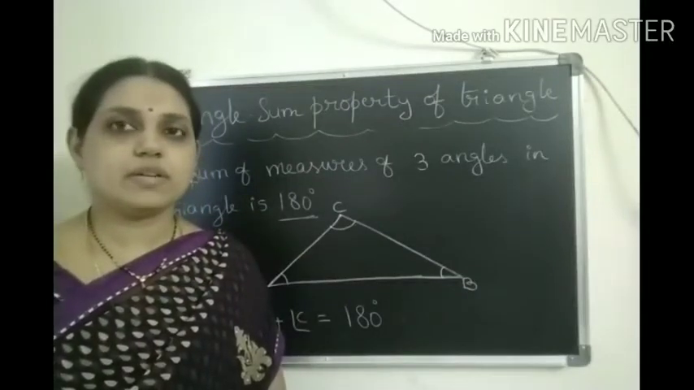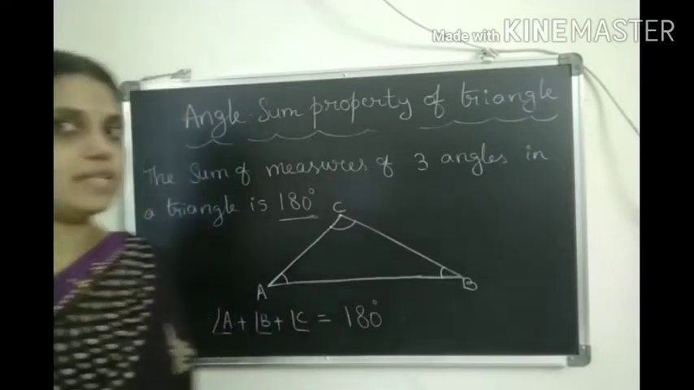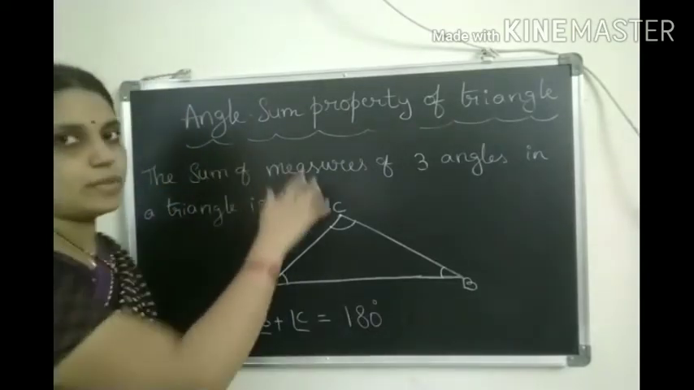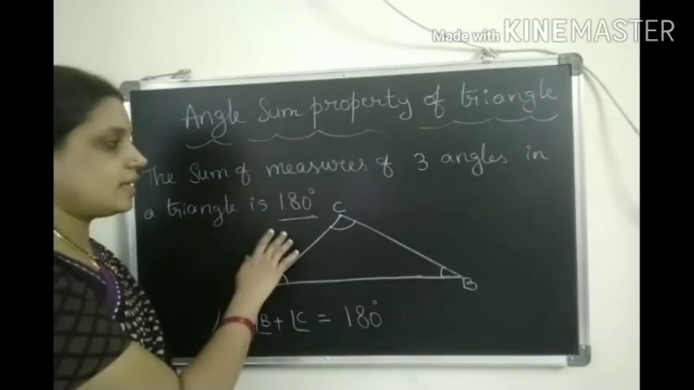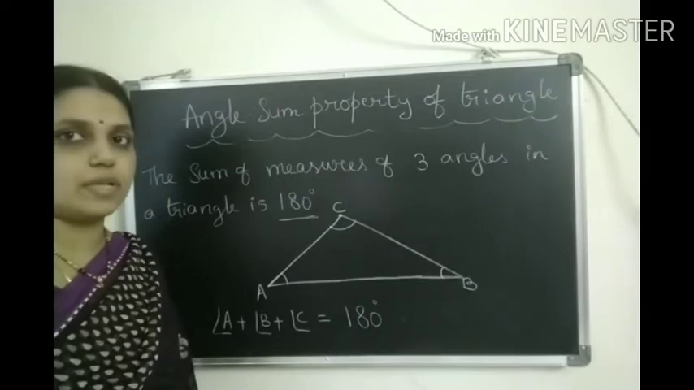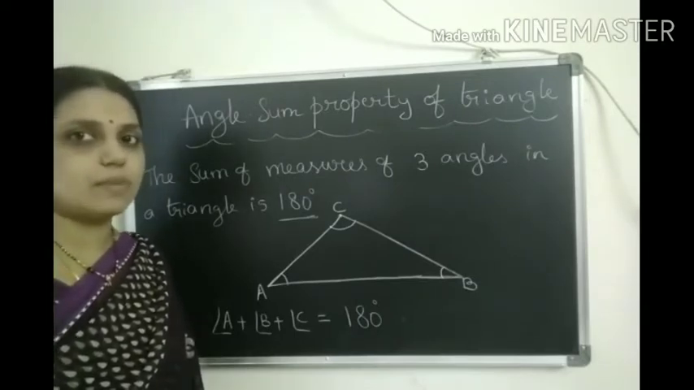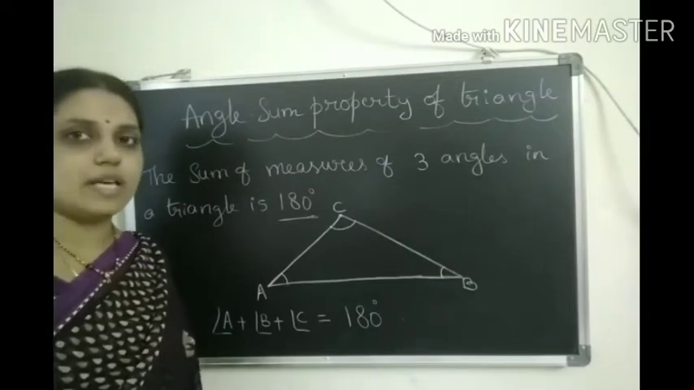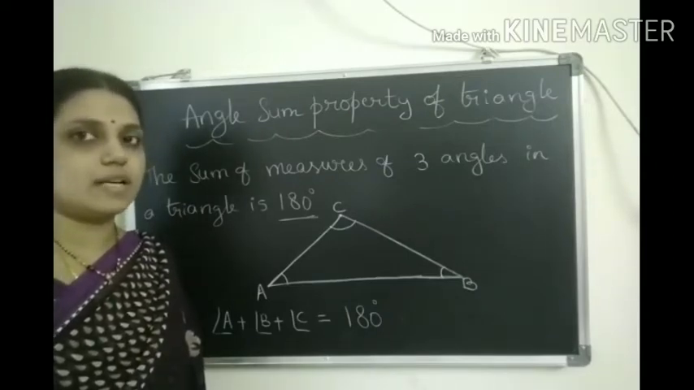In this video, we are going to learn about the angle sum property of a triangle. In the name itself, it is the angle sum property. The sum of the measures of the three angles in a triangle is equal to 180 degrees. That is the angle sum property of a triangle. It happens for any type of triangle. The sum of the three angles in a triangle is always 180 degrees.